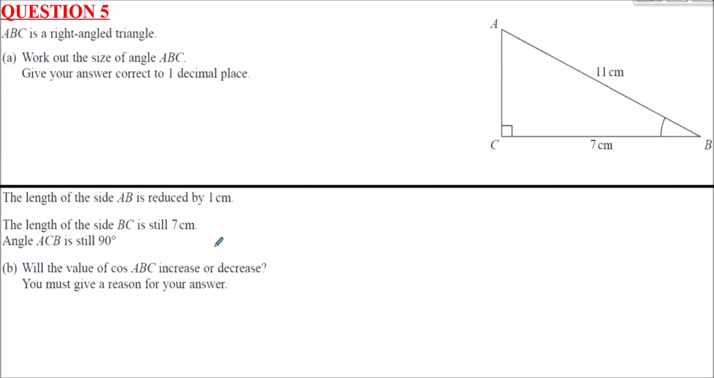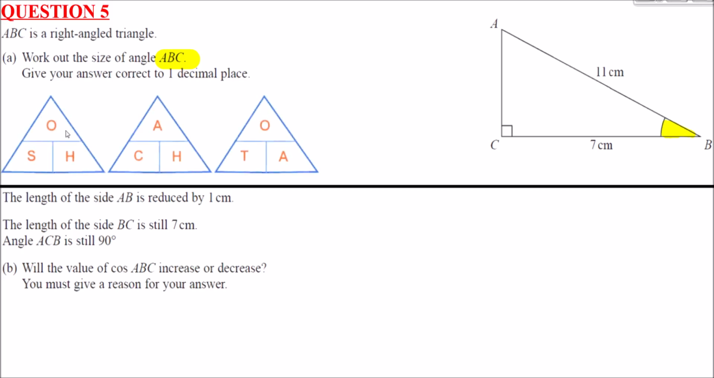Question 5. ABC is a right-angled triangle. Work out the size of angle ABC. So angle ABC is that one which has been drawn here. Give it correct to 1 decimal place. So it's a right-angled triangle, so it's going to be a case of SOHCAHTOA. So we're going to use SOHCAHTOA this time.